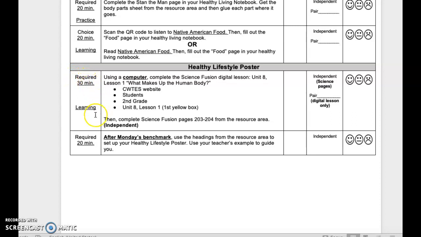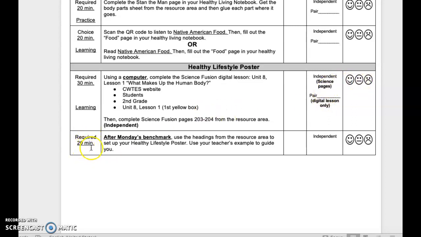Healthy Lifestyle Poster. Required 30-minute learning. Using a computer, complete the Science Fusion Digital Lesson, Unit 8, Lesson 1, What Makes Up the Human Body. Go to the CWTES website, Students, 2nd grade, Unit 8, Lesson 1. Click on the first yellow box. This is independent or pair. Independent is the science pages, pair, digital lesson. Reflect when done.